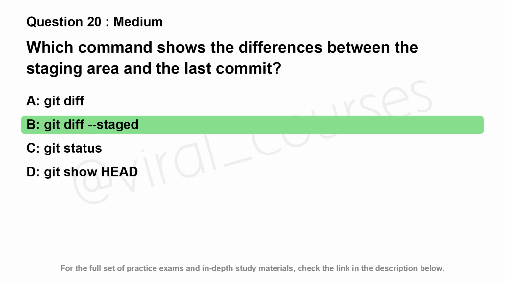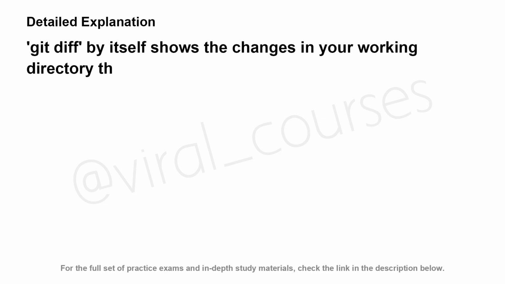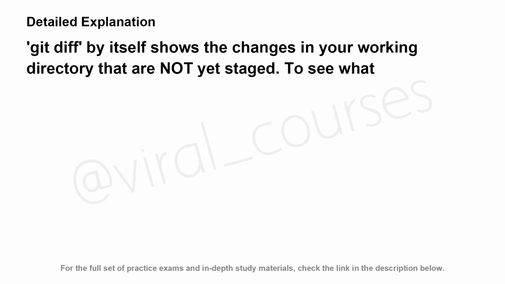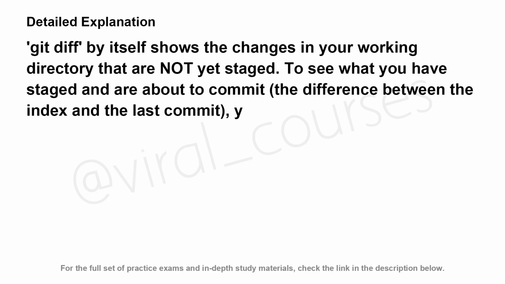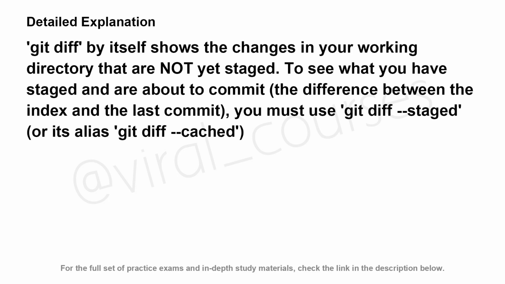The correct answer is B. Git diff by itself shows the changes in your working directory that are not yet staged. To see what you have staged and are about to commit, the difference between the index and the last commit, you must use git diff --staged, or its alias git diff --cached.